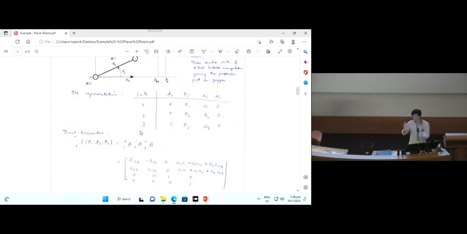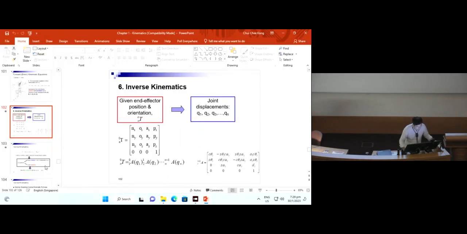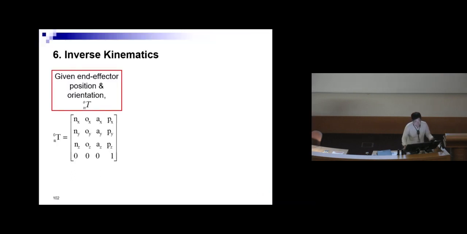You must know the forward kinematics before you can work on the inverse kinematics. And then you will find that solving the inverse kinematics means you are dealing with a set of nonlinear equations. Okay, so now we move on to the inverse kinematics.